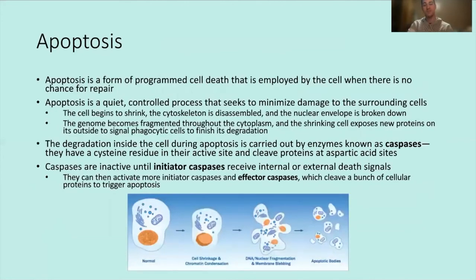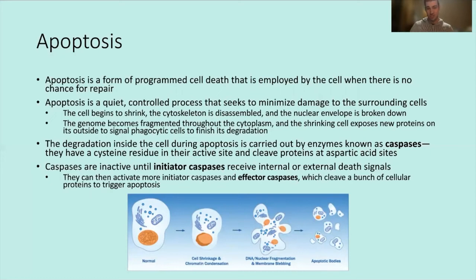So apoptosis is a form of programmed cell death that's employed by the cell when there's no chance for repair. It's quiet, it's controlled, and it seeks to minimize damage to the surrounding cells. So that's why we say it's programmed. If you compare it to other types of cell death, say like necrosis or lysis, it's not as quiet and it's not as safe for the surrounding cells. So it can cause some damage to the tissue. Apoptosis, while it is cell death and it's a last resort, it is quiet, it is controlled, and it keeps the surrounding cells relatively safe.